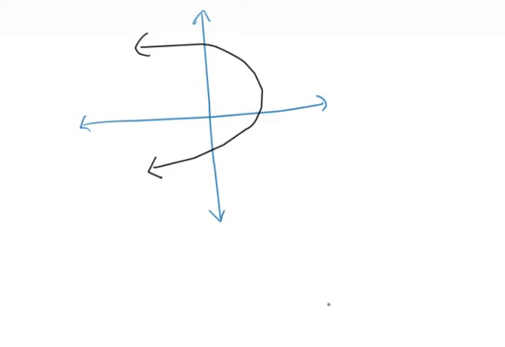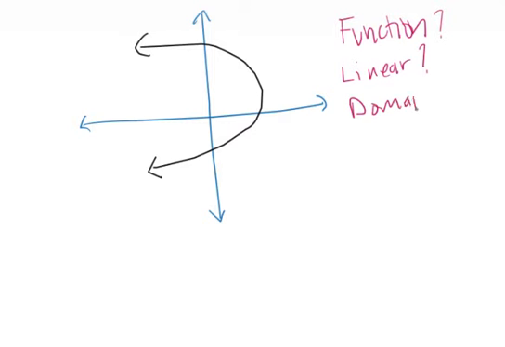Alright, a couple questions on this one. First, I want to know, is it a function? Is it linear? What's the domain? And what's the range? Okay, so we have 2 more problems like this, but I'm going to just use FLDR. Okay, function, vertical line test.